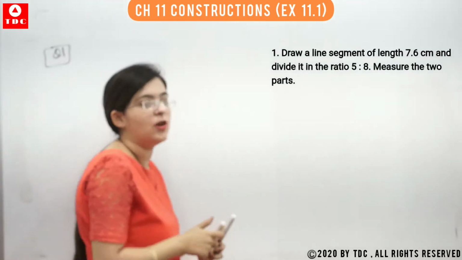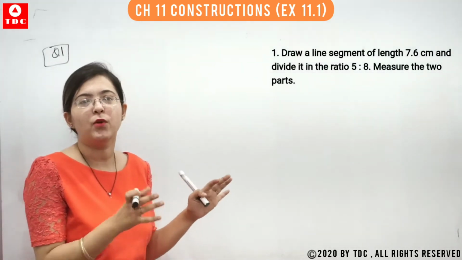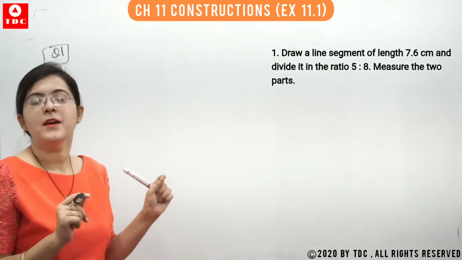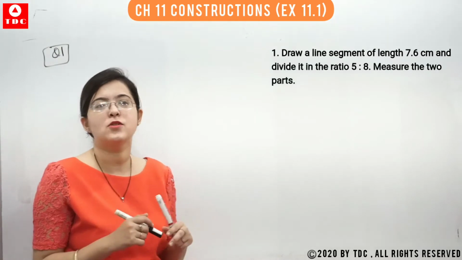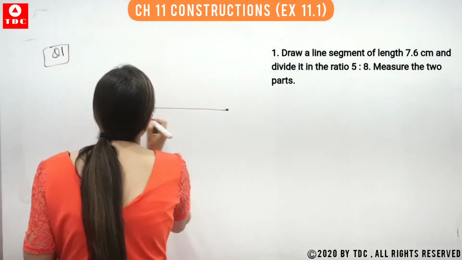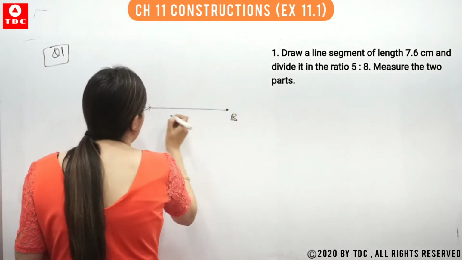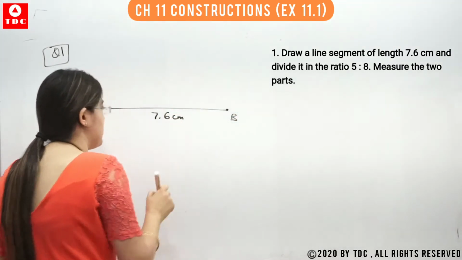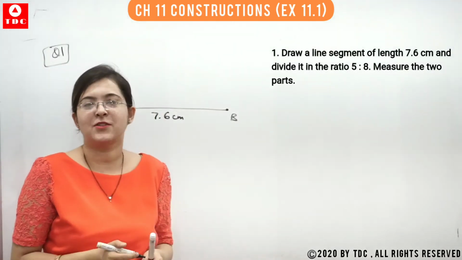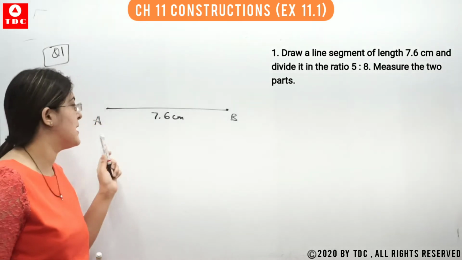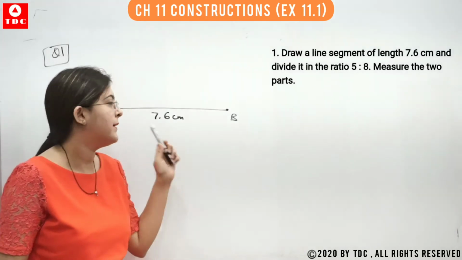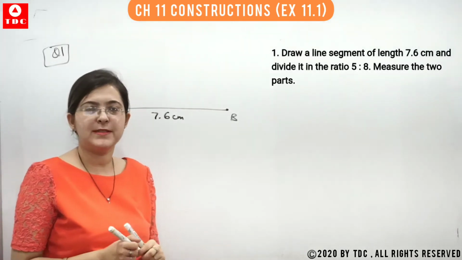Here I will draw a rough diagram for you. The measurements are not correct, they are random. You have to use a pen, a pencil and the scale to draw this. The first step: draw AB of length 7.6 centimeter. Whatever I am saying, you have to write it down in your steps of construction. What will be your first step? Draw a line segment AB of 7.6 centimeter. You have to draw this with the help of a scale.